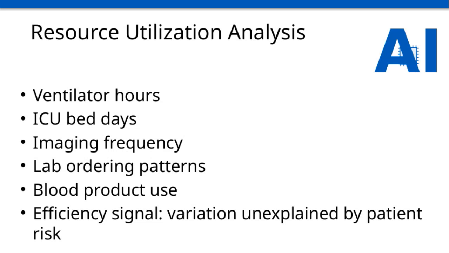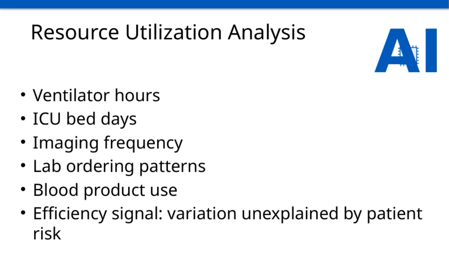Now, let's take a closer look at some key indicators of resource utilization in our ICU. First, ventilator hours. This metric helps us understand how much our patients rely on ventilatory support, which can vary depending on case complexity and care practices. Next are ICU bed days, giving us a sense of how long patients stay and how efficiently beds are being used. Imaging frequency is also important. It reflects how often diagnostic imaging is ordered, and changes here can signal shifts in clinical decision-making or resource availability.